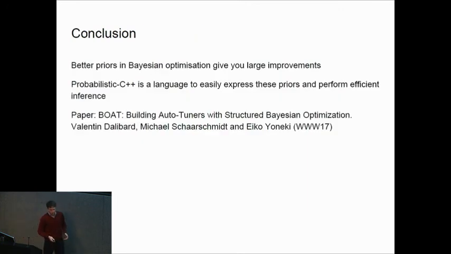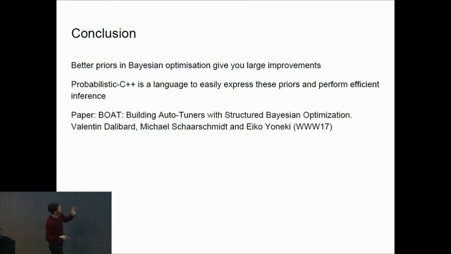So to conclude, it's important to note that the result tells us that better priors in Bayesian optimization give us some huge improvements, and we should be conscious of this and consider when we have knowledge and structure that we can exploit.